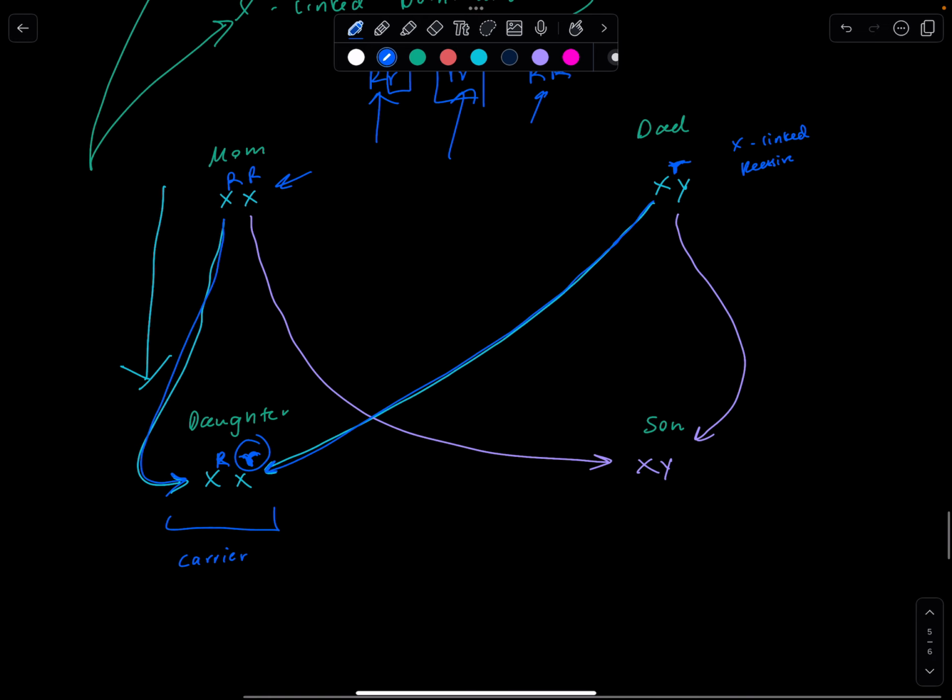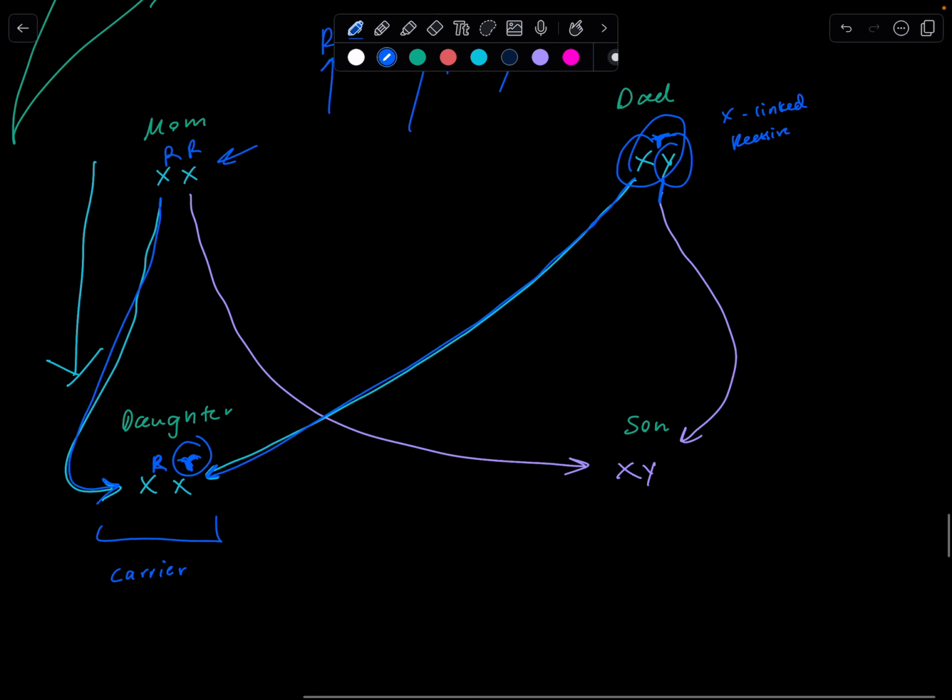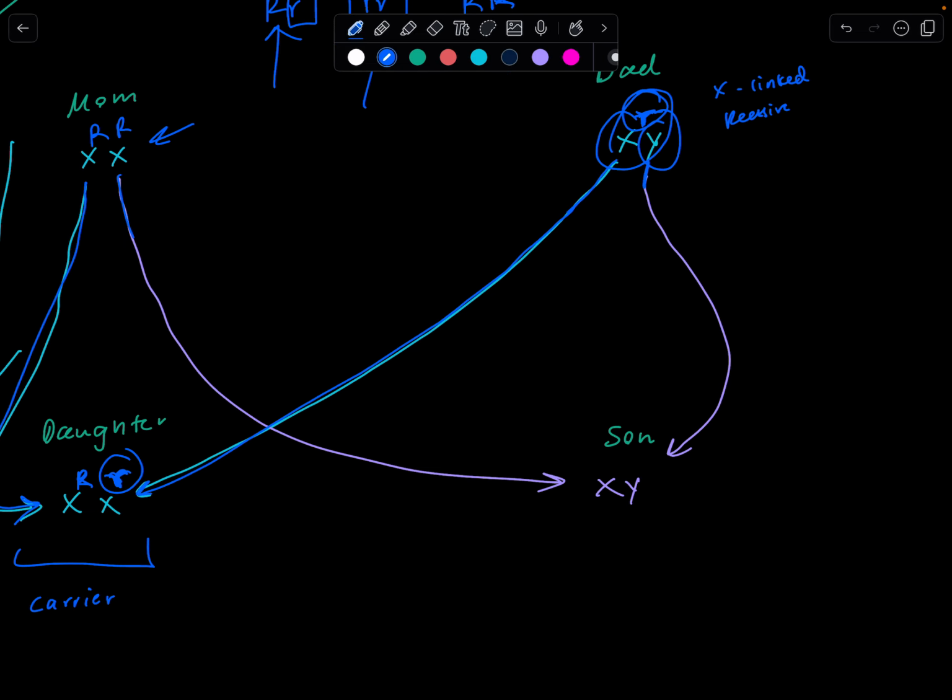And son, let's look at the son. Is it possible for the son to get this from their dad? If you just look at the chart that I made, the answer is no, because the son is only getting the Y chromosome from the dad, and the X chromosome is coming from the mom. And the mutation lies, in this example at least, on the X chromosome of the dad only. So there's going to be no father-to-son transmission.